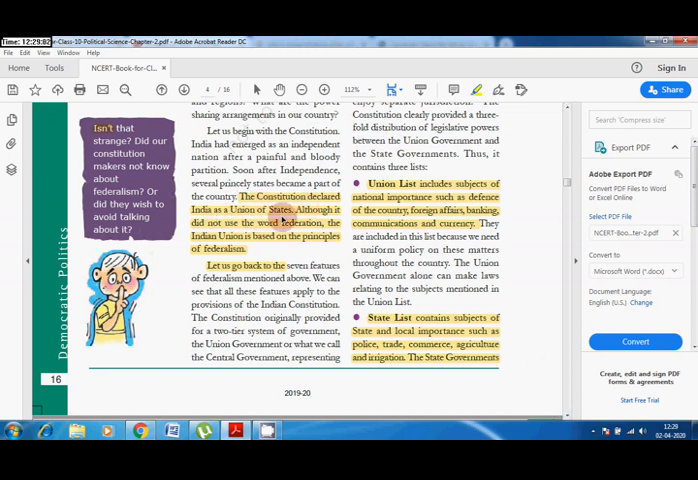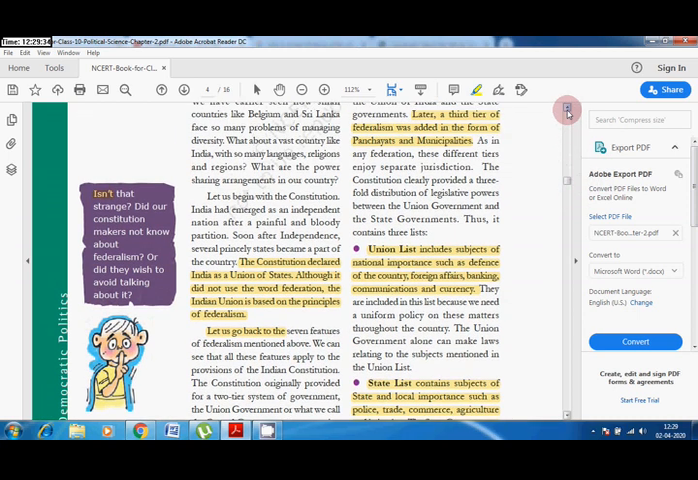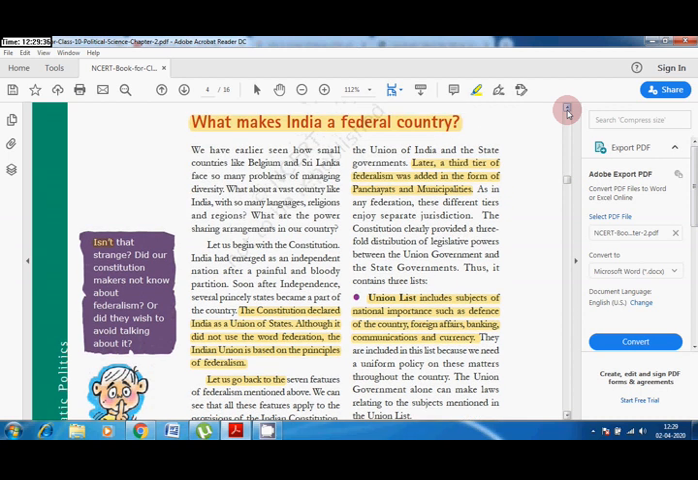Means according to the constitution, India is a union of states. Although it did not use the word federation, the Indian Union is based on the principle of federalism, because India has two tiers of government. One is at the central level and one is at the state level. Now let us go back to the features of federalism mentioned above. In the last lesson we studied about 5 features actually of federalism. So we will try to test how India qualifies to become a federal state.